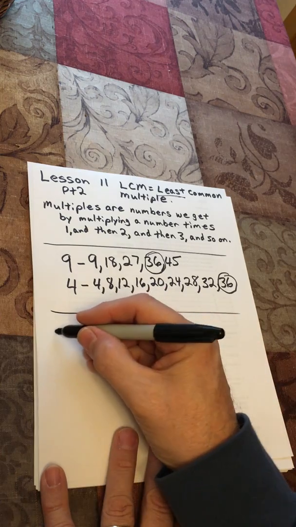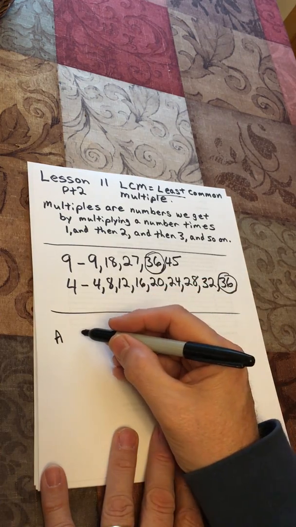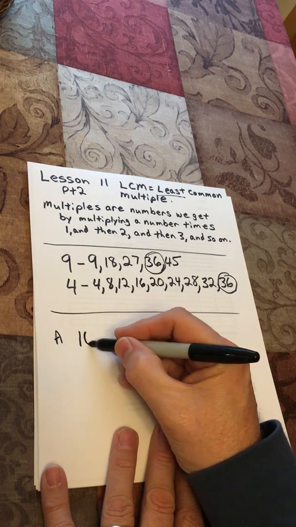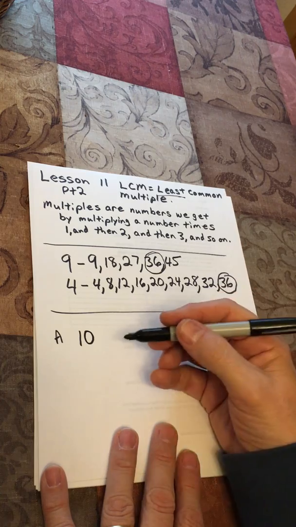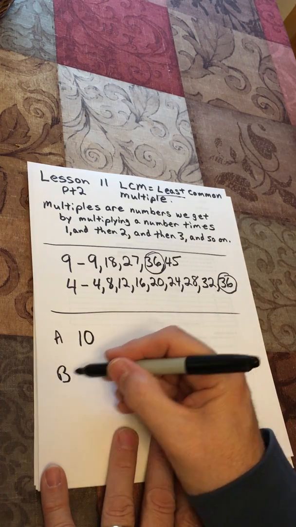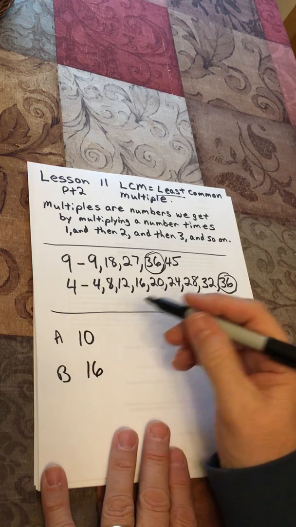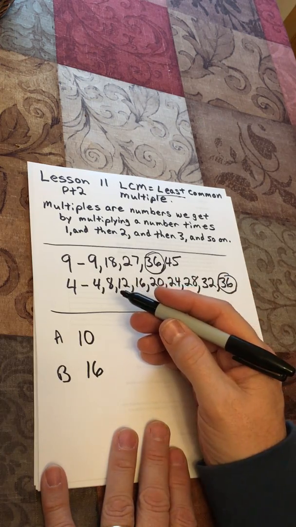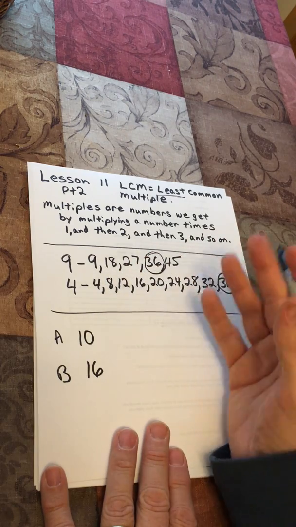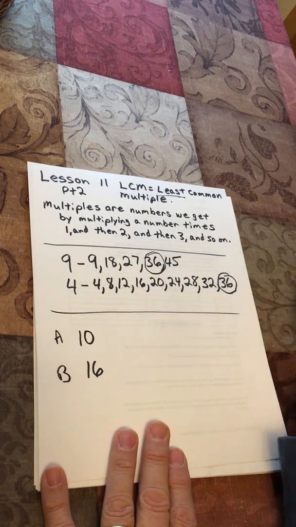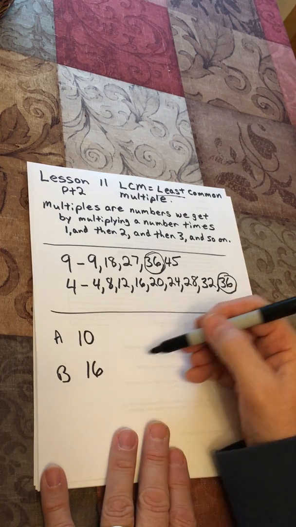And student A takes 10 minutes of jogging each time they go out. And student B goes out and jogs for 16 minutes. Now, the question is, when will they match up? When will they have jogged the same amount of time again? Because each day they're going to each jog the same amount.